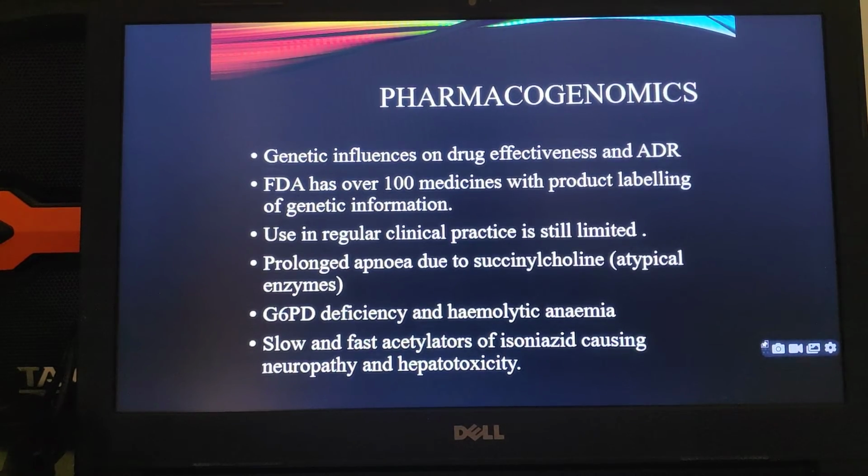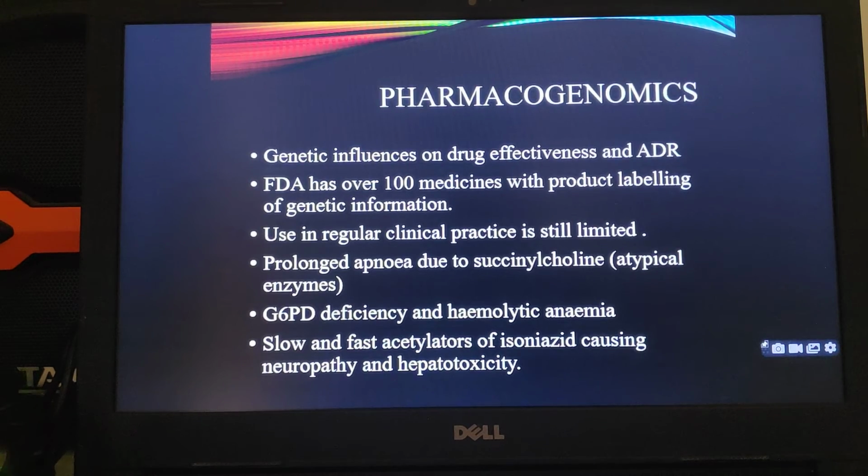Similarly, there are genetically deficient people with the enzyme called G6PD, that is glucose 6-phosphate dehydrogenase, who are susceptible to hemolysis by antimalarial drugs.